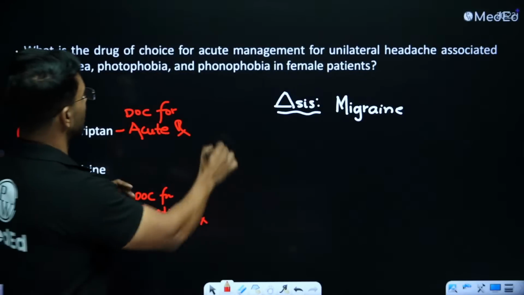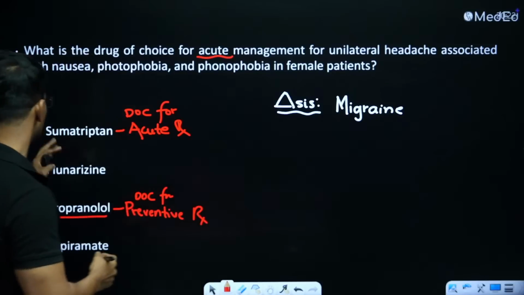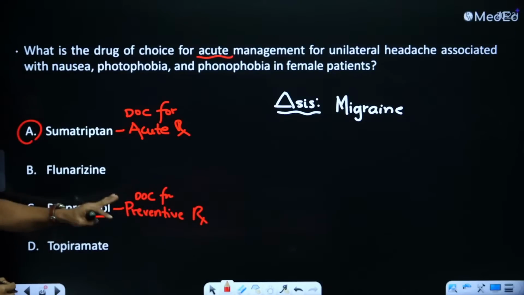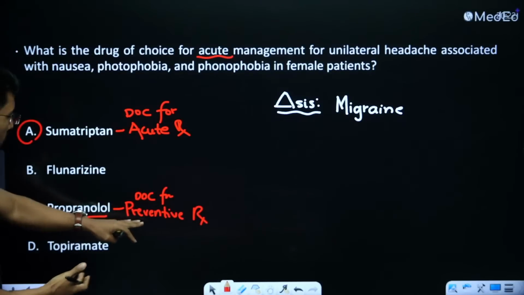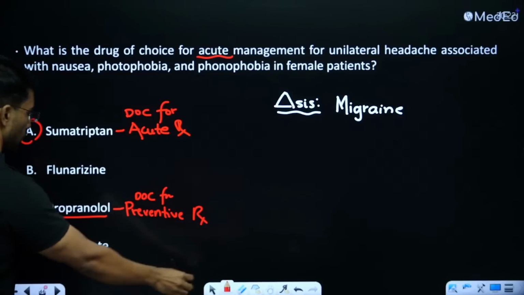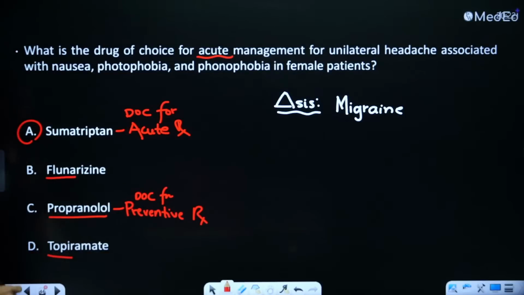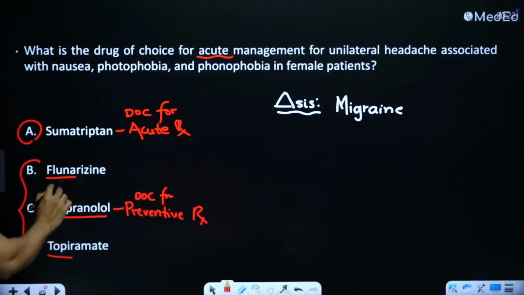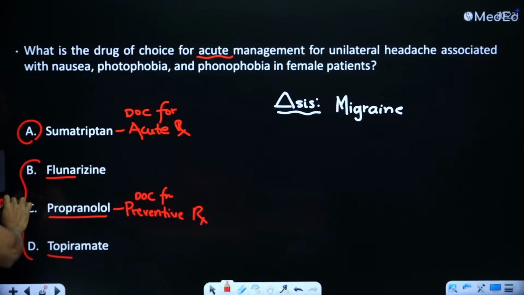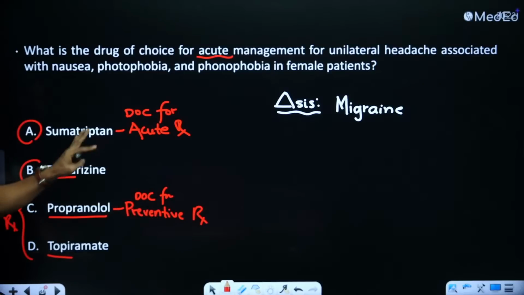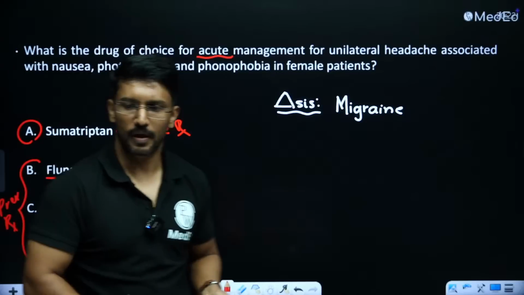So the question is asking about the acute management. So we are going with sumatriptan. If they were talking about the preventive treatment, then we would have gone ahead with propranolol. Topiramate and flunarizine are also FDA approved for the treatment of migraine as preventive treatment. So they are all for preventive treatment. Among them, the drug of choice is propranolol. Sumatriptan is of course the drug of choice for acute treatment.